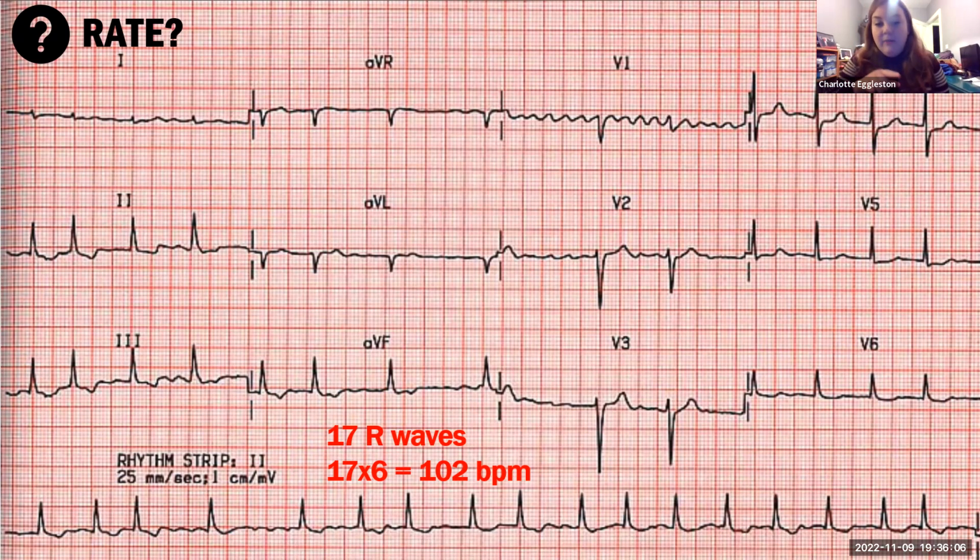And you can see that for that one, because it's irregular, the beats aren't aligned regularly. If you calculated the number of big squares between, you'd get wildly different rates depending on which bit of the ECG you pick. So that's why we tend to use the ×6 method.